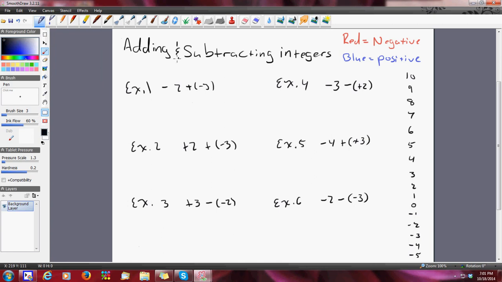Alright, so I'm going to do a quick lesson. Well, it's not going to be too quick, but on adding and subtracting integers. I'm going to teach this two different ways. The first method is the method I prefer to teach, and it works like this.